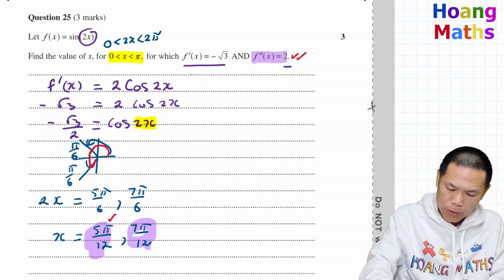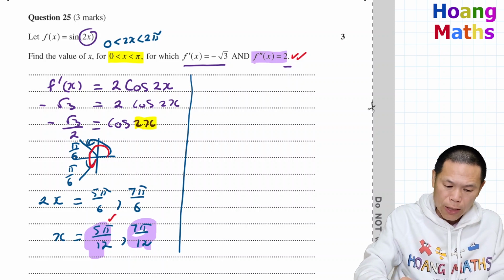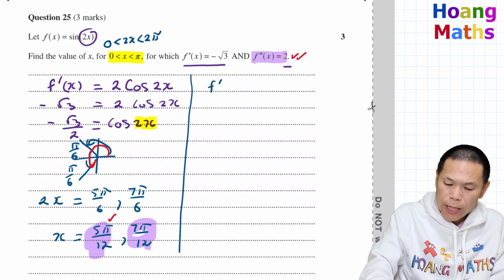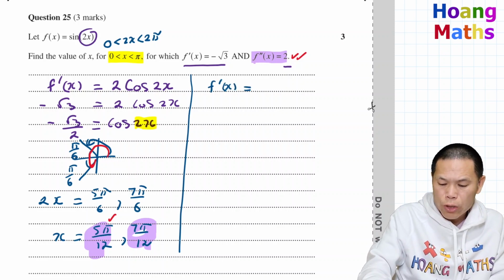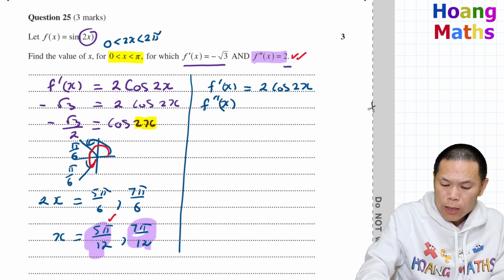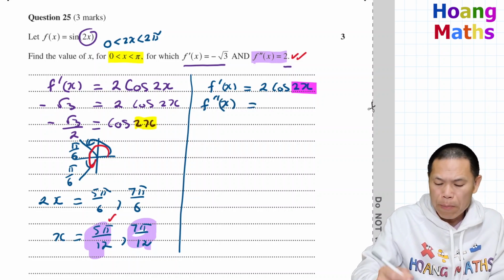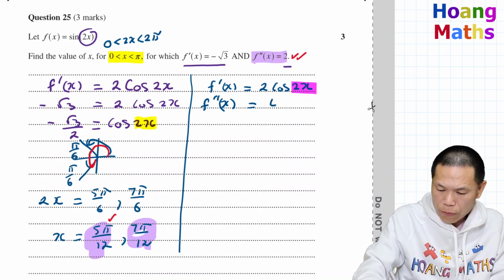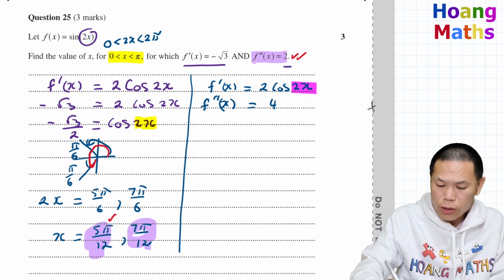Okay, so let me just work it on this side. f dash x, let me just copy this out first. We know that it's 2 cos of 2x. So f double dash x will give me, differentiate the angle here, which gives 2, so I times by 2, which gives 4. So 4, and differentiate cos, which gives negative sine.